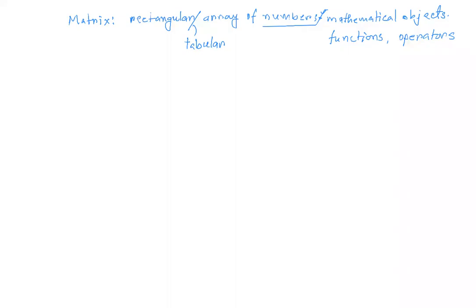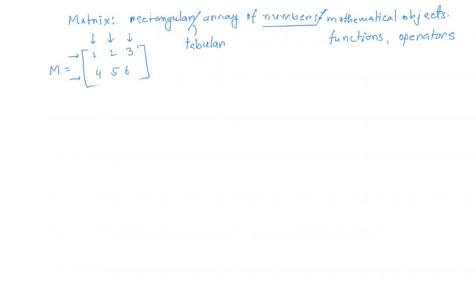Now, matrix is typically denoted by this. Let's say we call a matrix M. So here is a simple example of matrix. 1, 2, 3, 4, 5, 6. That's a matrix. And this matrix has how many rows? It has 1 row, 2 rows. How many columns does it have? 1 column, 2 columns, 3 columns. So this matrix has 2 rows and 3 columns.